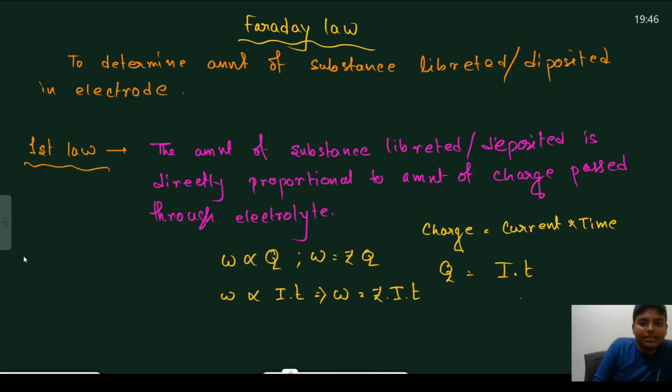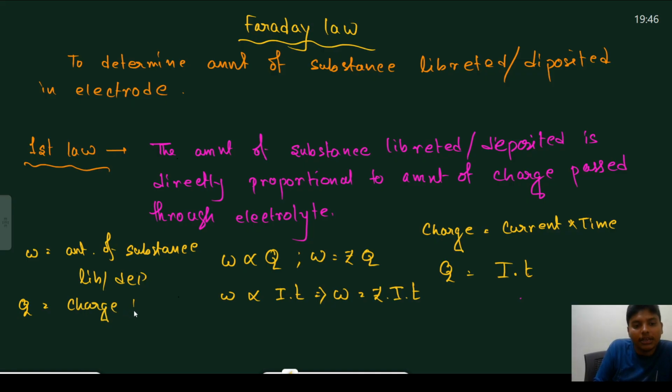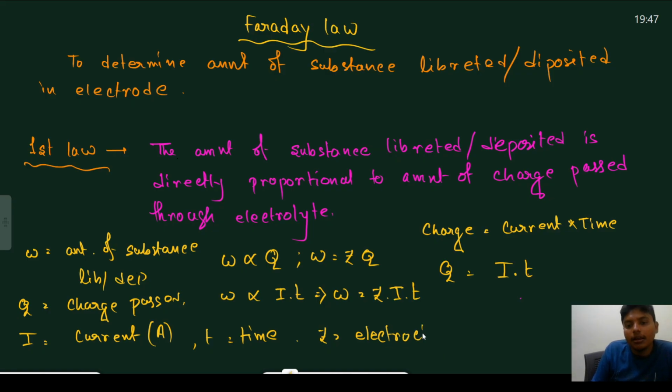So I'm writing one by one. W is the amount of substance liberated or deposited. What is Q? Q is the charge you passed. How to calculate how much charge passed? That is the current, how much current you are providing, which is in ampere. And t is time, that will be in seconds, minutes, whatever. And what is Z? Z is a constant known as electrochemical equivalent.